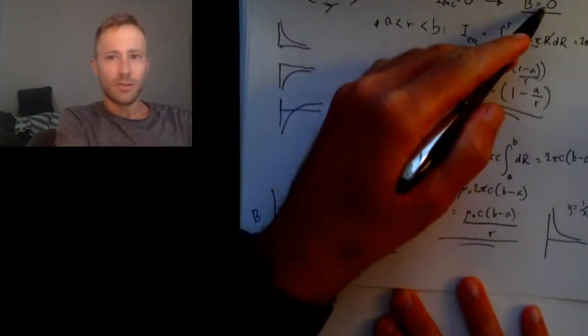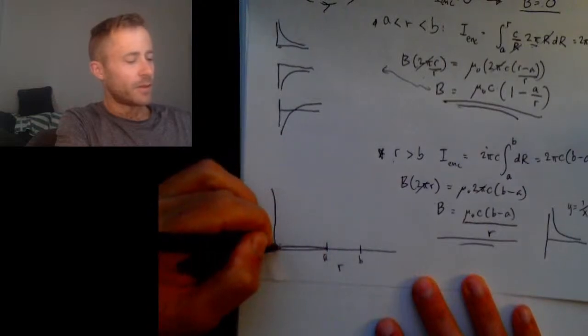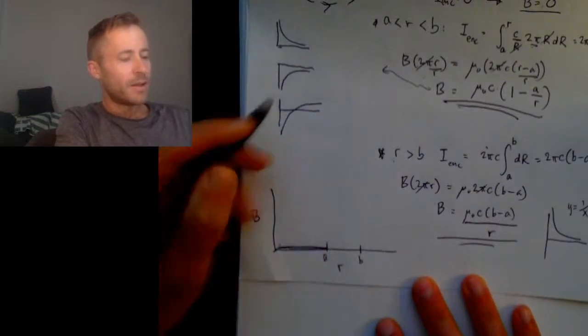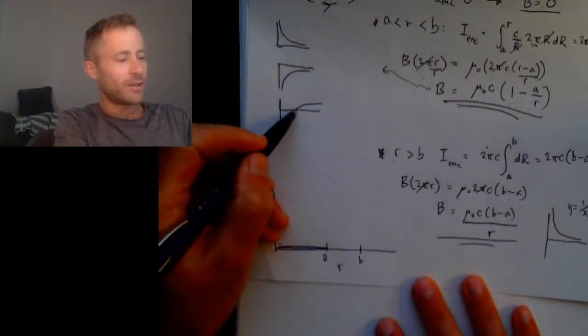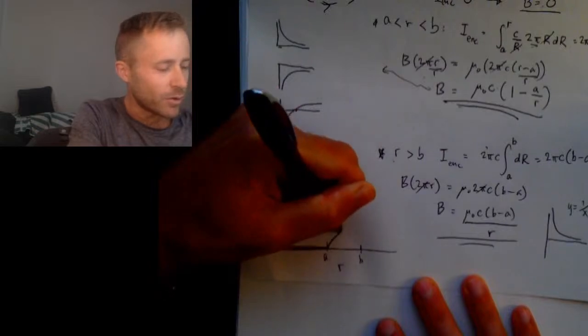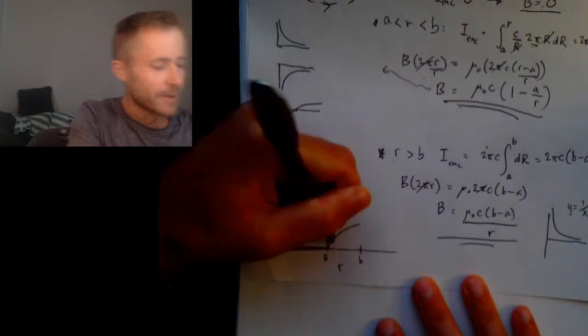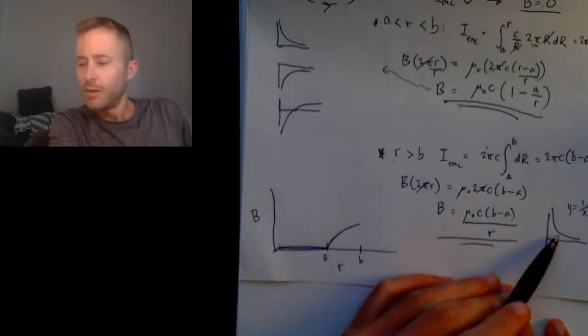And then this region is very simple because it's just 0. So the magnetic field is 0. And then we enter this region where the magnetic field has that sort of shape. So the magnetic field is going to grow like that. And then we enter the third region where the magnetic field does that.